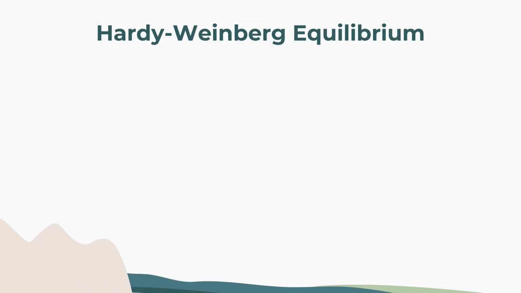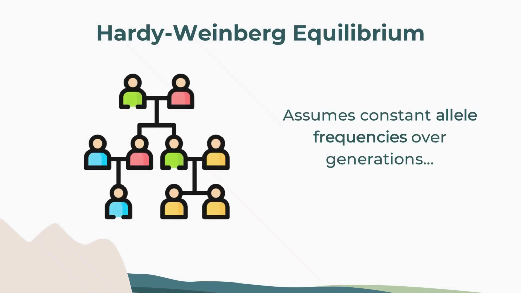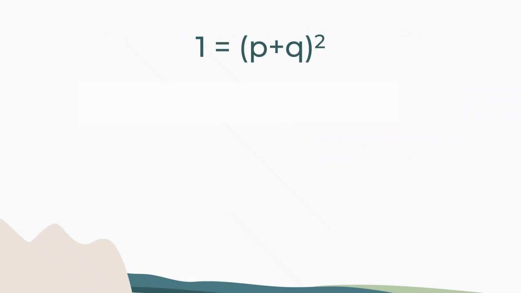Let's start with the Hardy-Weinberg equilibrium. This equilibrium essentially assumes that allele frequencies remain relatively constant over time when passing down from generations. From this, we get the equation 1 equals (p plus q) squared, which we can expand.